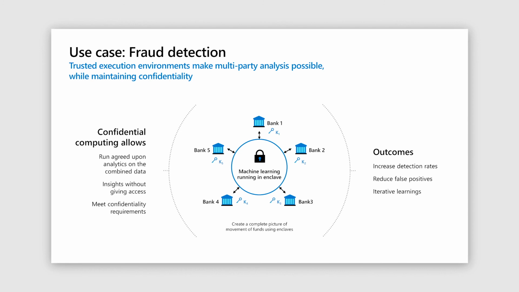What confidential computing allows you to do is run agreed upon analytics on the combined data set where you can still get those insights without giving access to that private and sensitive data, and thus meet the confidentiality requirements that we have on these sorts of data. And then as an outcome, you have increased detection rates and reduced false positives. And what this lets you do is collaborate and explore new business models that were previously not possible.